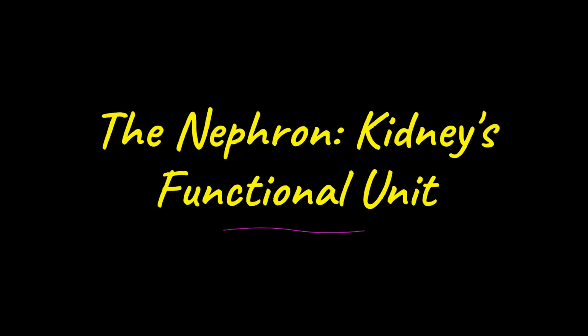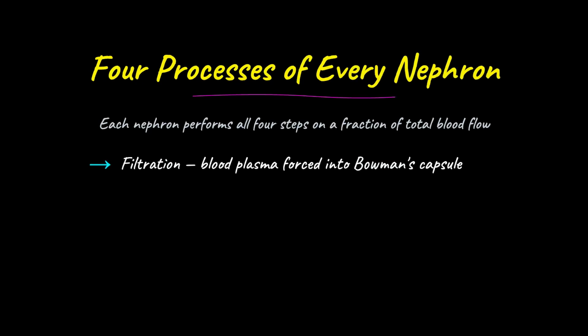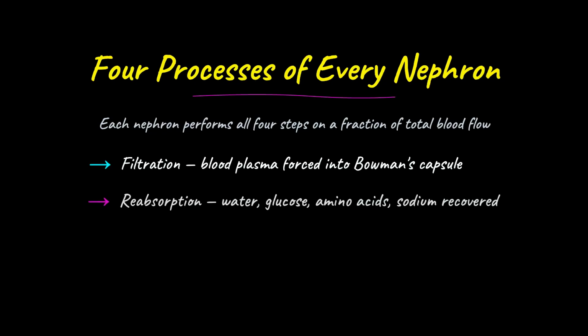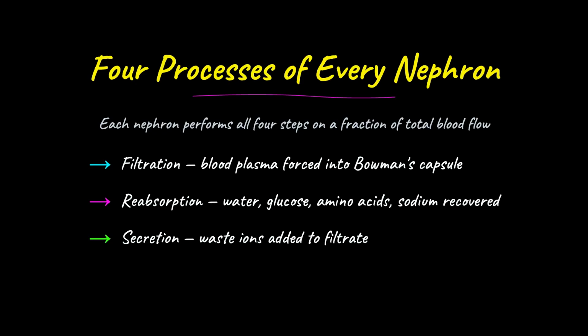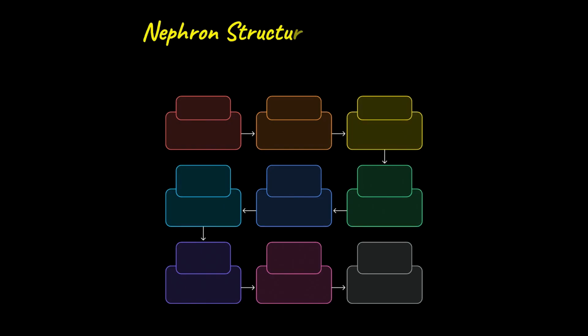Each kidney contains roughly 1 million nephrons working in parallel, and together they carry out every step of blood filtration and urine production. Every nephron independently runs the same 4-step sequence: filtration, reabsorption, secretion, and concentration. No other kidney structure completes all 4 steps on its own. That completeness is what defines the nephron as the fundamental unit.